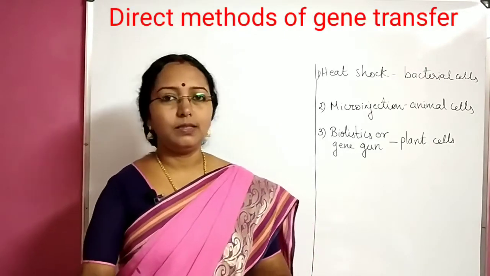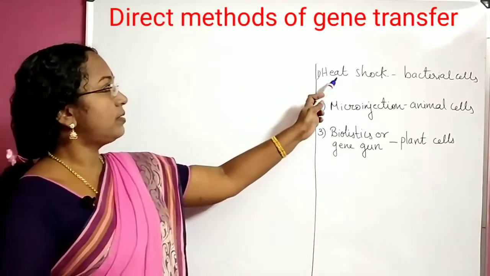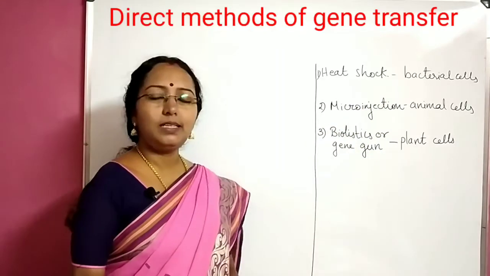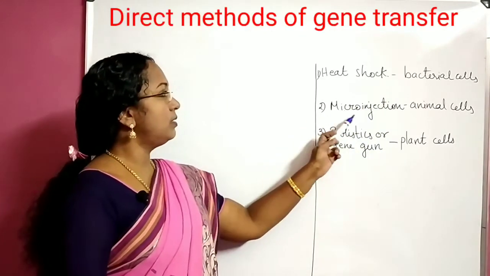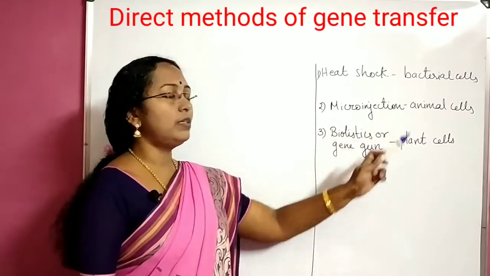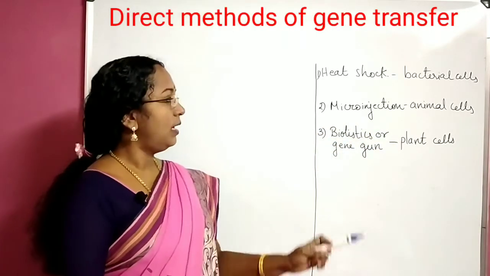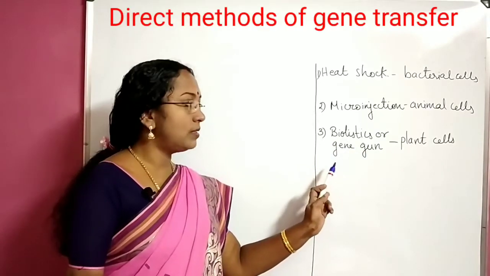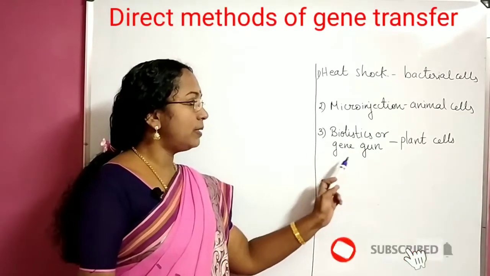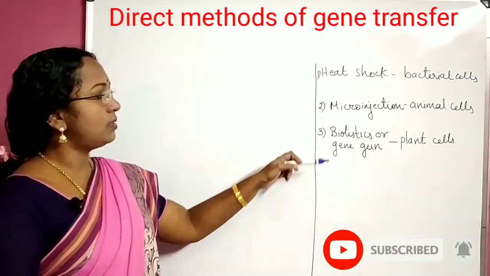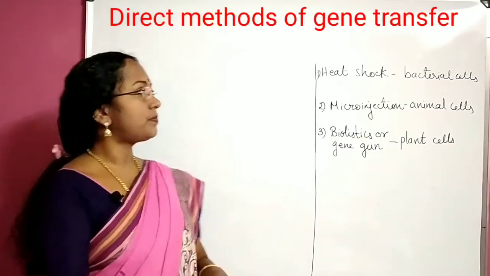Basically there are three methods. One is just giving a heat shock treatment. This is usually done in the case of a bacterial cell. The second one is through microinjection. This is mostly followed in the case of animal cells. And the third one is biolistics, otherwise also called the gene gun. This method is carried out for plant cells. So let us look into these three methods in detail.